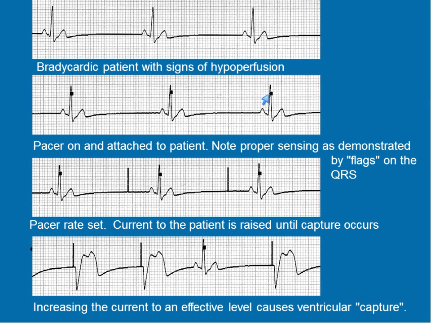It's sensing. Okay, and then what we do is we set the pacemaker rate, and we increase the current to the patient until it captures. So here's the pacemaker. We set the rate, but it's not capturing yet. See, it's not capturing. So we increase the current on the pacemaker until there's a pacer spike, and now it captured. The pacemaker spike captured, and that's the patient's intrinsic rate, and the pacemaker spike captured. So we increase the current to an effective level that causes ventricular capture.